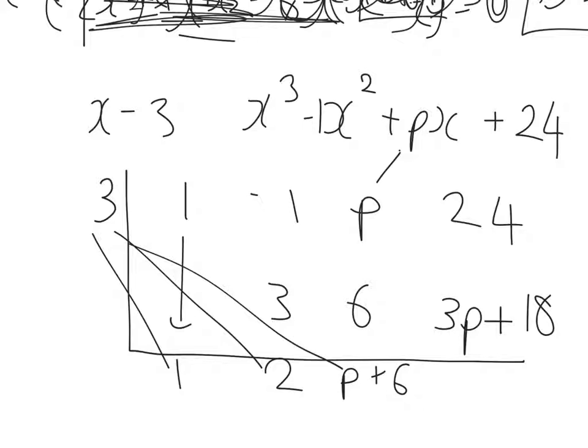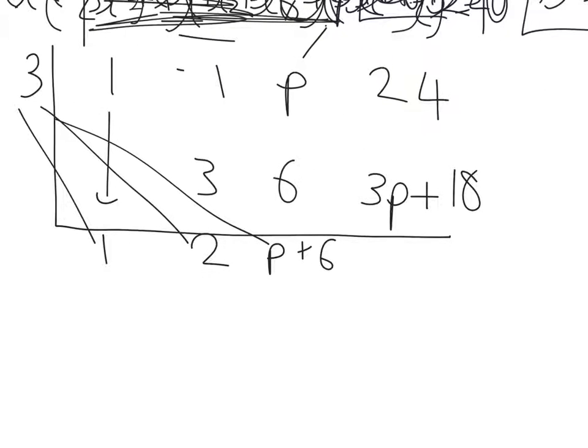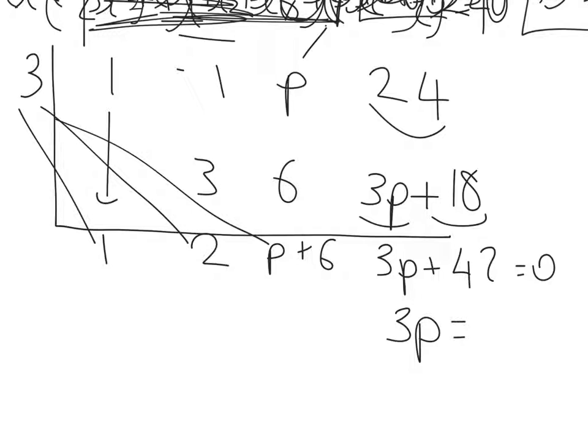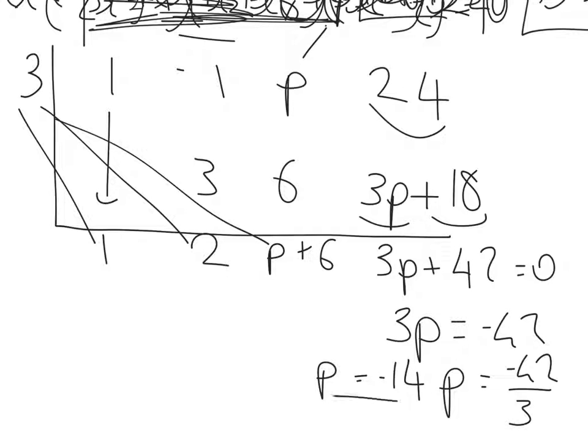I'm told that x minus 3 is a factor, that means it's got a remainder of 0. So 3p plus 18 plus 24, that's 3p plus 42 is equal to 0. 3p then is minus 42, and p is equal to minus 42 over 3. P is equal to minus 14. Okay, next question.